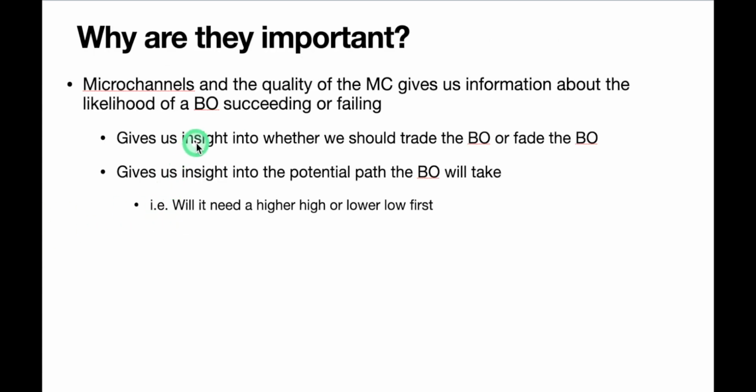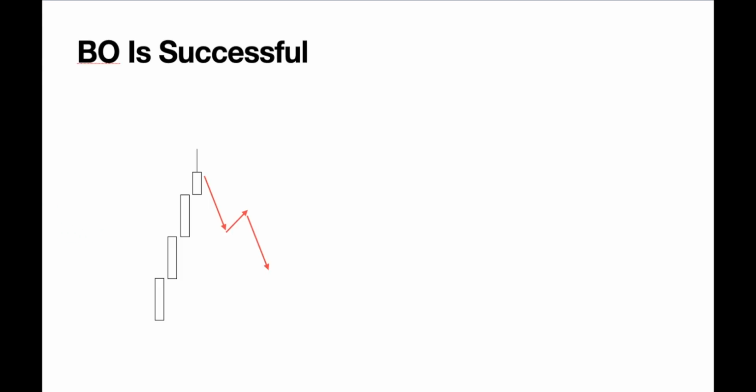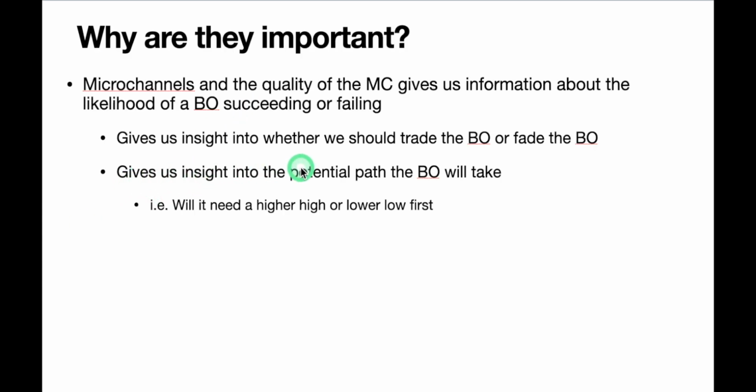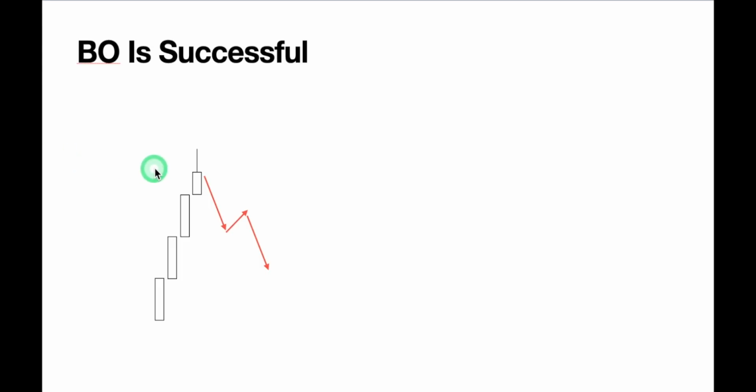So it gives us insight into whether we should trade the breakout or fade the breakout. Trading the breakout means you see a breakout against a microchannel. Should you trade in the direction of the breakout, or should you fade it, betting that the breakout will fail and that will get resumption? It also gives us insight into the potential path the breakout will take. So for example, if you're in a trading range and you want to trade against the microchannel, you want to bet the breakout will succeed, you may look at the microchannel quality and see that because it's strong, it may not take this path.